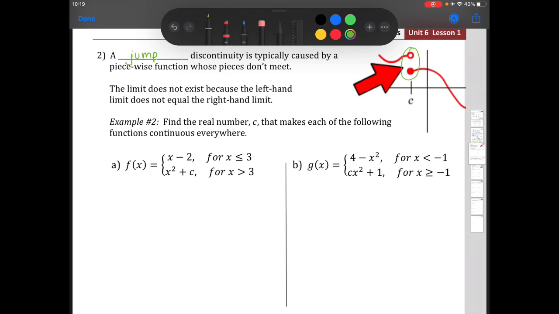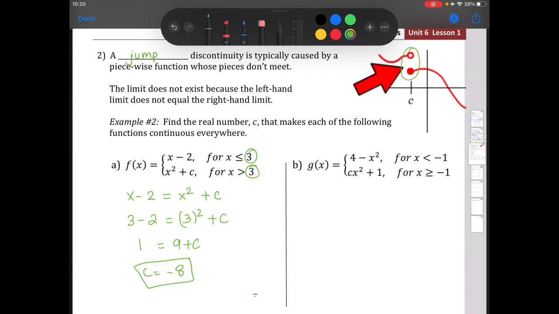Let's try example 2. Find the real number c that makes each of the following functions continuous everywhere. So how do you do this? You take your two functions and set them equal to each other, right? Because we're trying to eliminate that gap in between them. And now substitute x with this common value. So this would be 3 minus 2 equals 3 squared, and that will help you find c. This would be what? 1 equals 9 plus c. c is equal to negative 8.